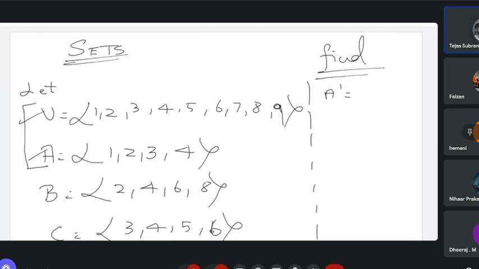I can see A set has 1, 2, 3, 4. Now, the word universal means everything should be present in that set. Everything does not mean the whole universe. It means whatever is being presented in the question. All those things will have to be in the universal set. Now, the universal set has numbers from 1 to 9. From 1 to 9, I can see 1, 2, 3, 4 being there. This is what belongs to set A.